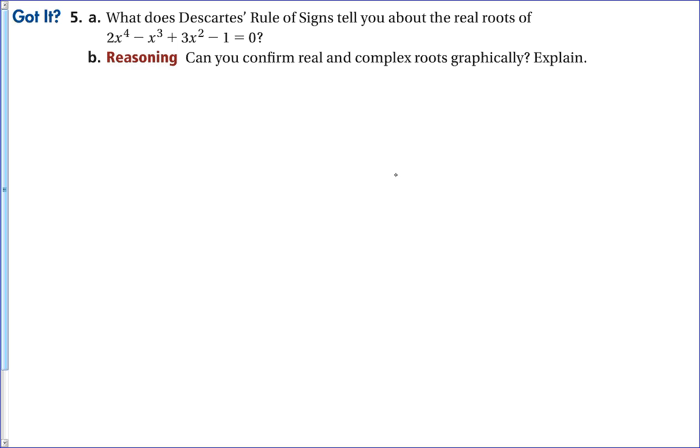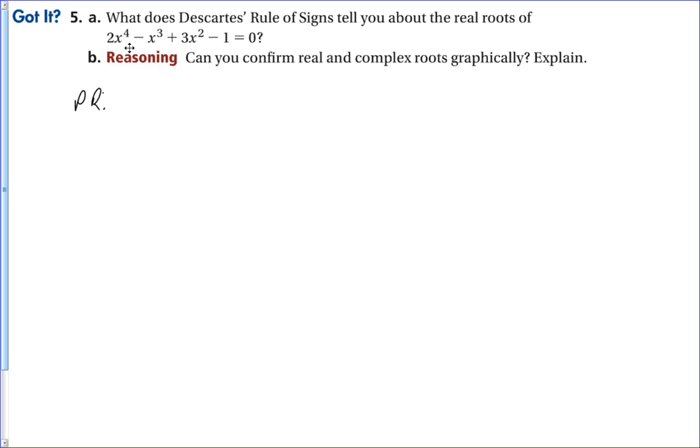Go ahead and try this one. It says, what does Descartes' rule of signs tell you about the real roots of that polynomial? And can you confirm real and complex roots graphically? I've kind of already answered that one for you. All right, so let's do our positive zeros. I'm going to say PR, positive roots.